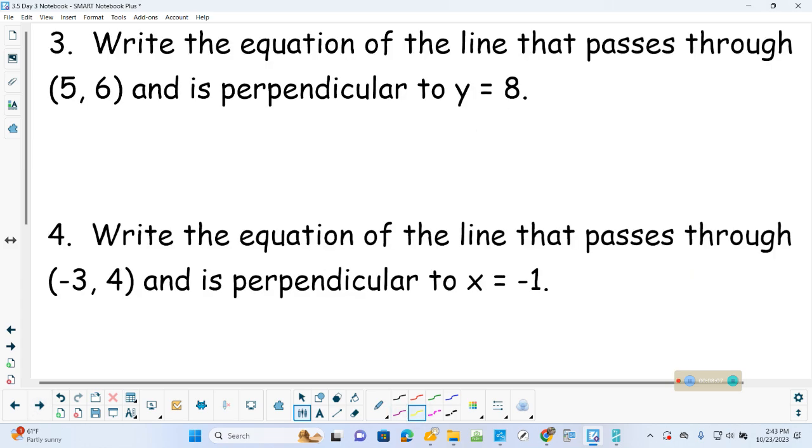Okay, some more. I'm not going to use yellow. It doesn't show up very well. You already told me in the first one this was horizontal, but now you're going perpendicular. So what type of line is perpendicular to a horizontal? A vertical. So it's going to be x equals, and clearly x better equal 5.